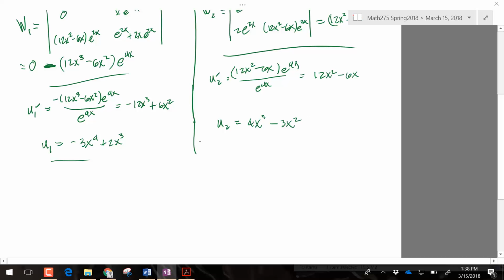All right, so what do we have? We have our particular solution, y sub p is equal to u1, minus 3x to the 4th plus 2x cubed. And then y1 was e to the 2x. And then y2 multiplied with u2. u2 is 4x cubed minus 3x squared. And then x times e to the 2x.